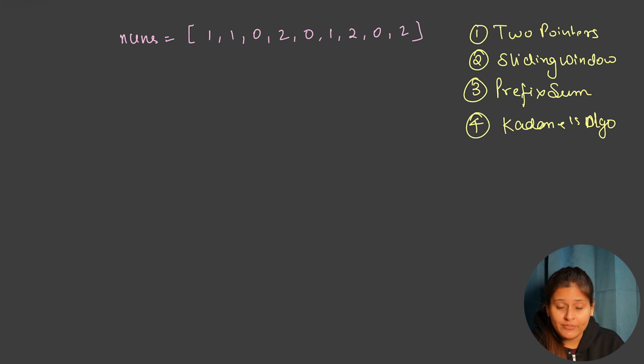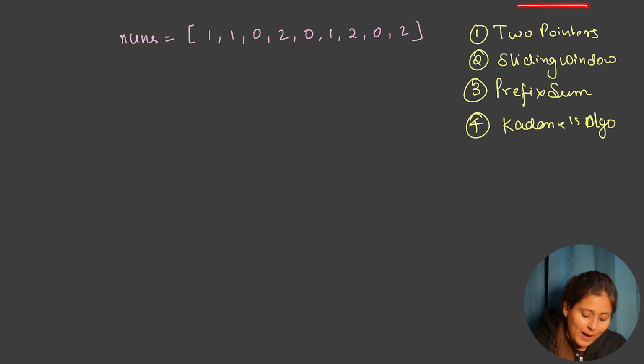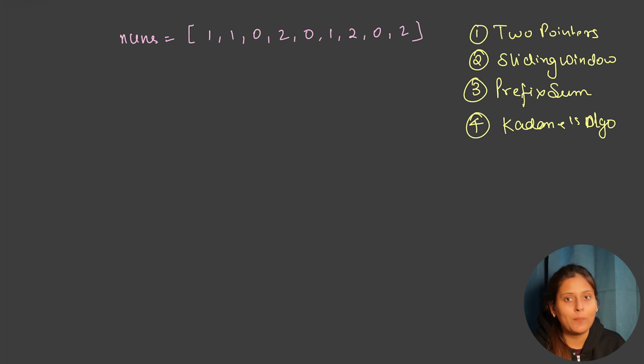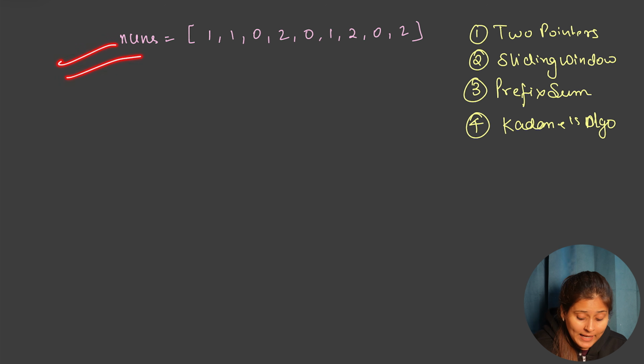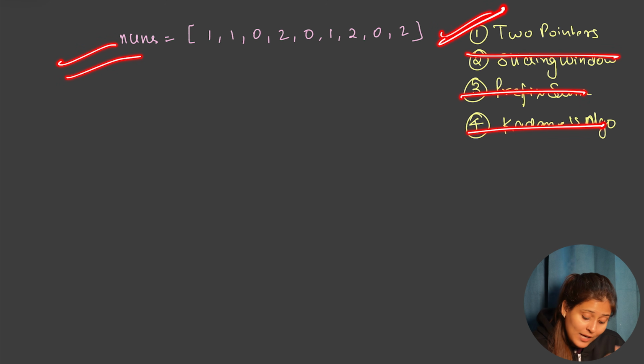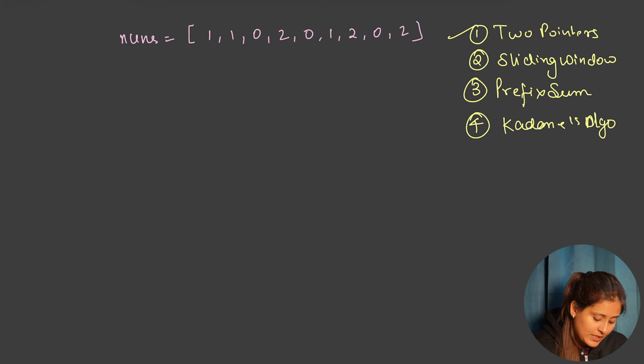If you don't know about this, we have already discussed all these 4 patterns in detail, when to apply what, in the very first lecture of the playlist. If you have not watched it, I'll surely recommend you go and check that out. But if you understand why in this question we will not apply sliding window, prefix sum and Kadane's and go with two pointers only, then you are ready to go here. So now let's go with the two-pointer approach.